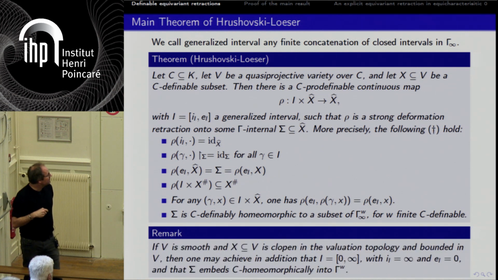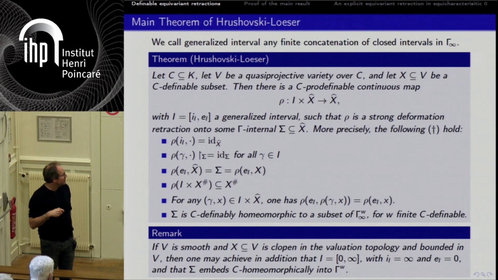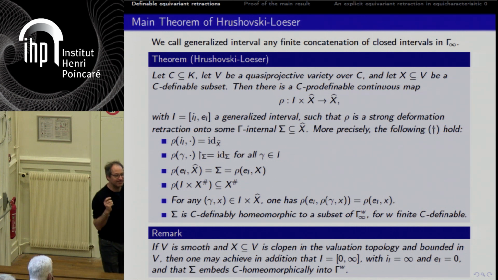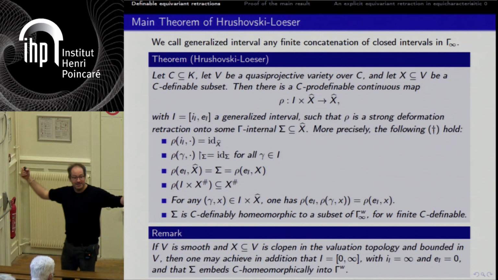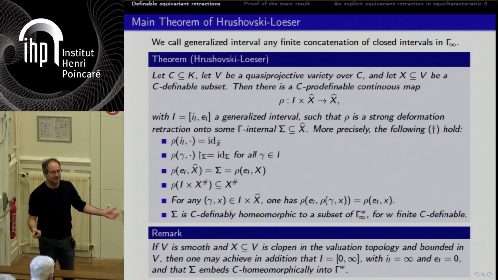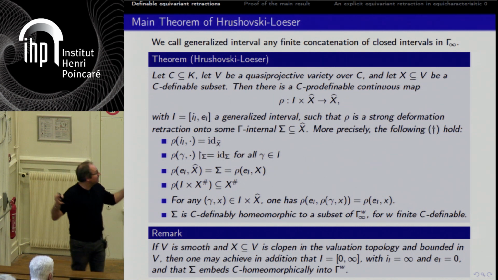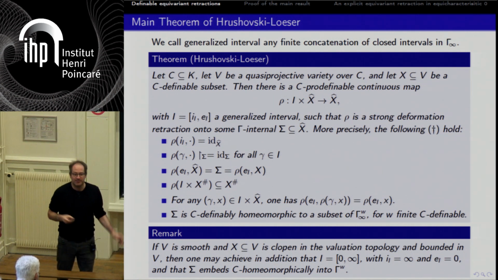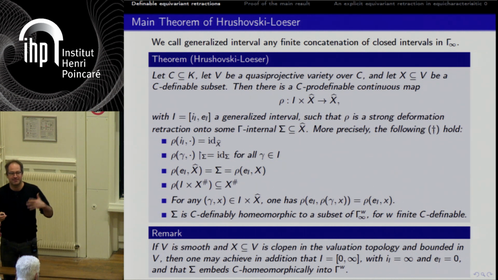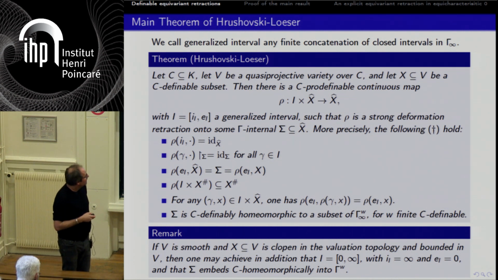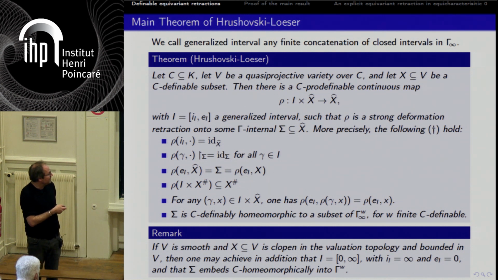A remark: the situation is a bit nicer if V is smooth and X is, okay, now another technical condition. So X is a clopen definable subset of V in the valuation topology, and it's also bounded. There is a notion of bounded in an affine variety. A set is bounded if it's contained in some gamma O to the n, and in a general variety, a set is bounded if you can cover it by affine charts so that it gets a union of bounded sets locally. Okay, good. And then, if you're in this situation, it's a bit better, because then we can achieve that the interval is just 0 infinity, as we would like.